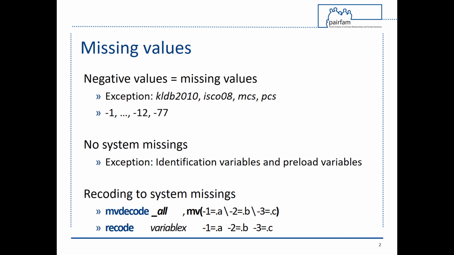Additionally, MCS and PCS also contain the missing code -77. With the exception of identification variables, such as ID or PID, and preload variables, the data include no system missings. Negative missing values can be easily recoded into system missings with the data command mvdecode or recode. Alternatively, analyses can also be restricted to positive values only.